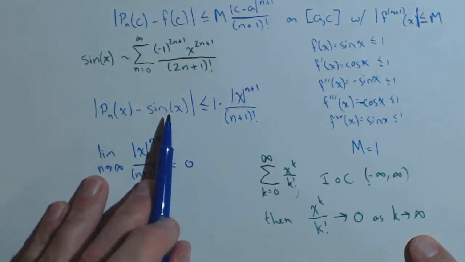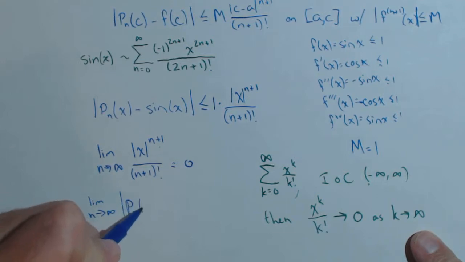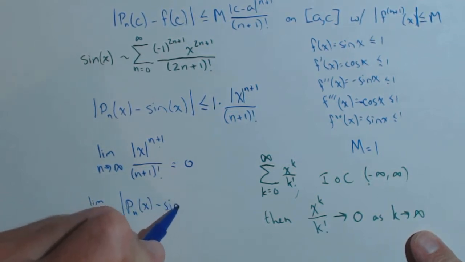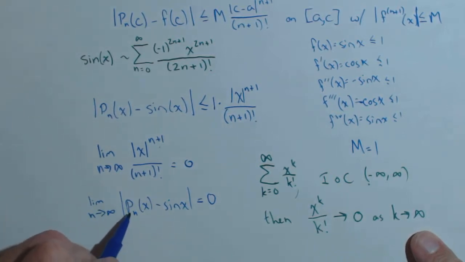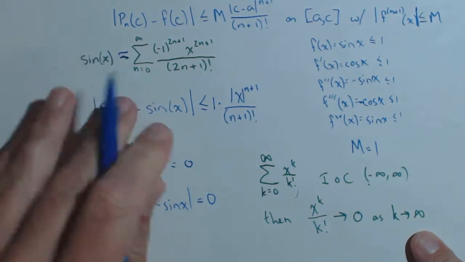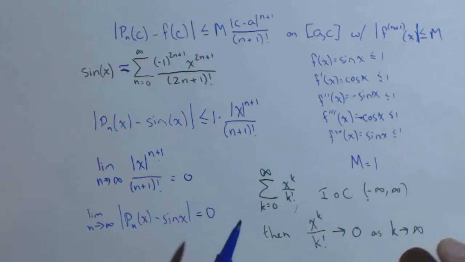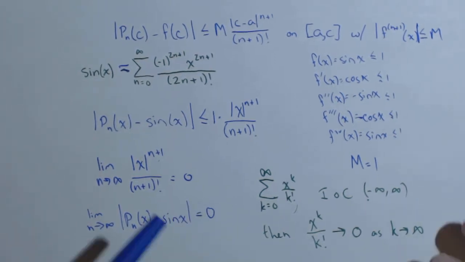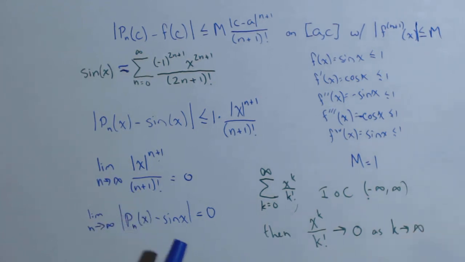What that shows me is that as n goes to infinity, the difference between the nth degree Taylor polynomial, or our partial sum, and sine of x equals 0. That means our infinite Taylor series is exactly equal to sine of x. So this is how you can show that a series converges to its generating function. You must show that its error bound, from Lagrange, goes to 0 as n goes to infinity.